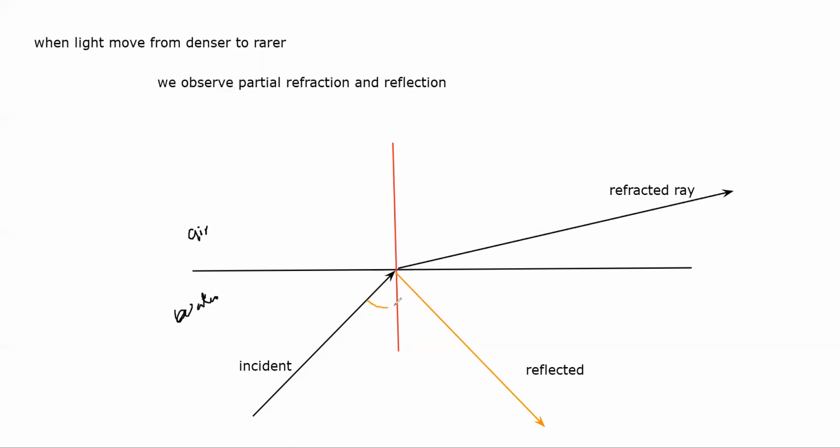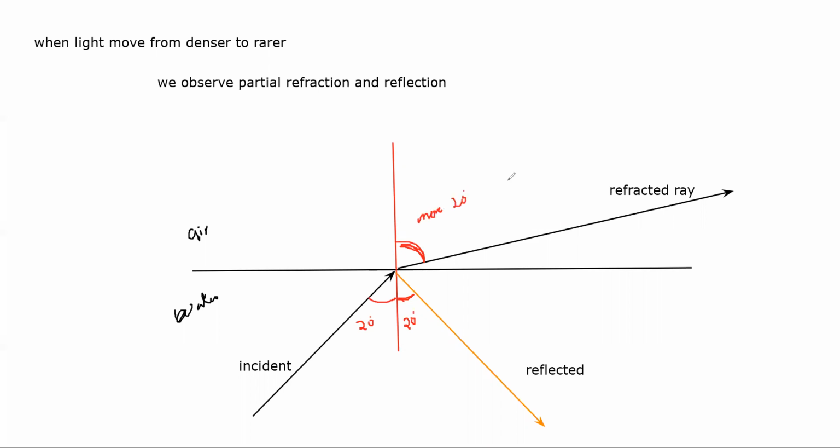So if I say this angle is 20 degrees, for example, what will be this angle, the angle of reflection? More than 20, equal to 20, or less than 20? It will be the same, equal to 20, because it's a reflection. But what about this angle? It will be more than 20. It can be any number, but it will be more than 20.